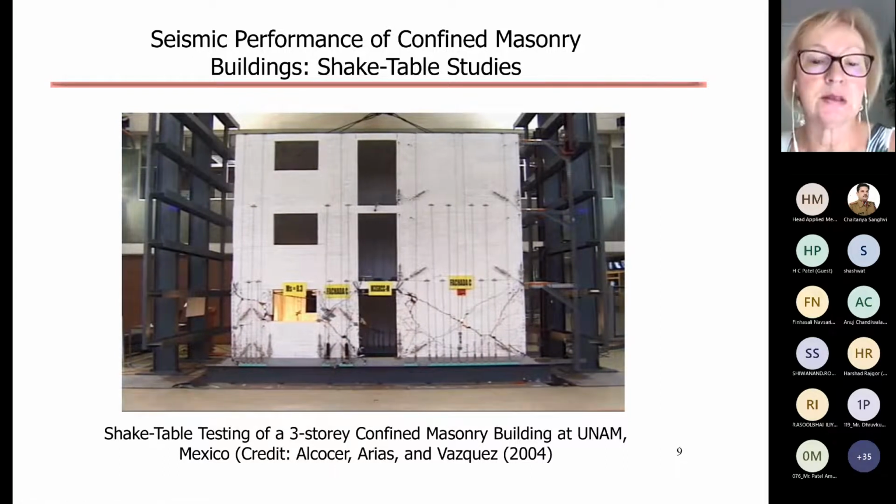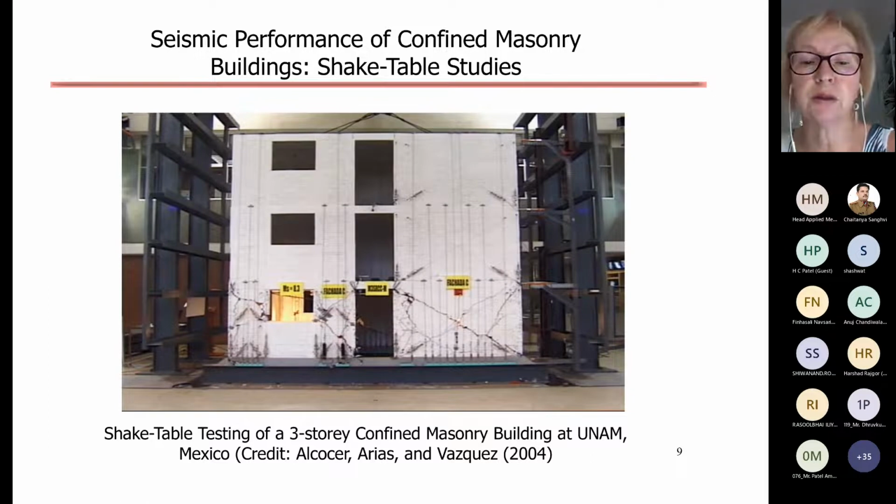So you can see this is the last stage of testing for that building. The building did not collapse. This is because you can see that the right-hand side wall was extensively cracked and damaged. So there was no further testing with this. So that is already a failure.